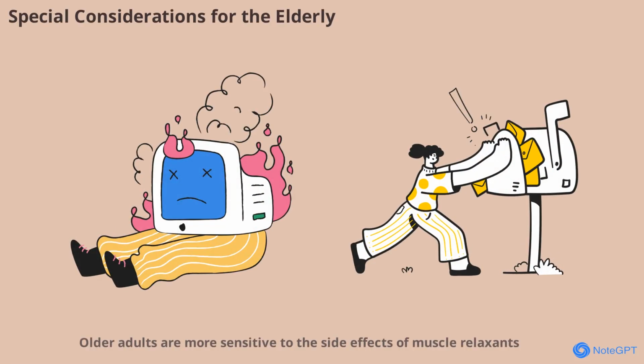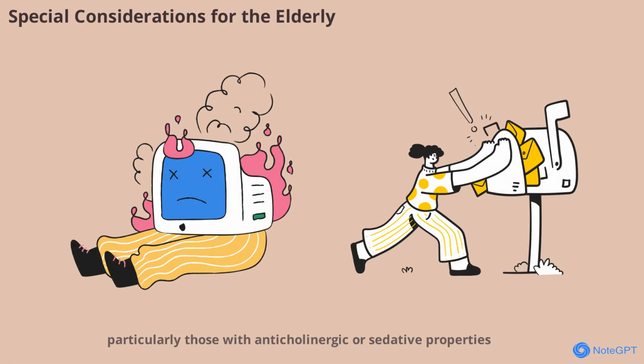Older adults are more sensitive to the side effects of muscle relaxants, particularly those with anticholinergic or sedative properties. Medications like cyclobenzaprine are generally not recommended for elderly patients due to increased risk of confusion, falls, and other complications. It's essential to weigh the benefits and risks carefully and consider alternative therapies when possible.